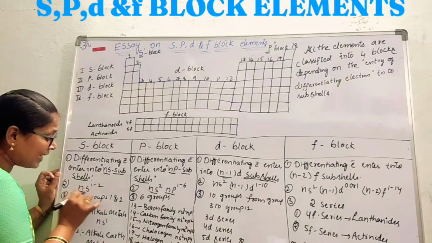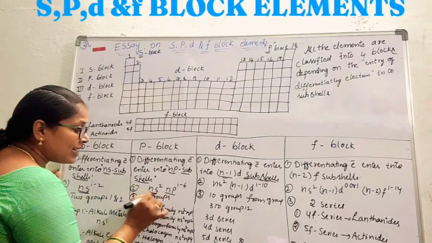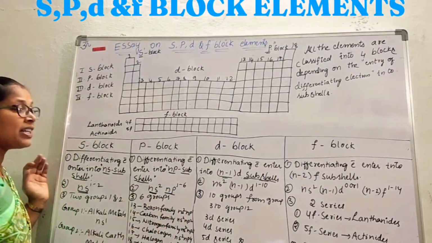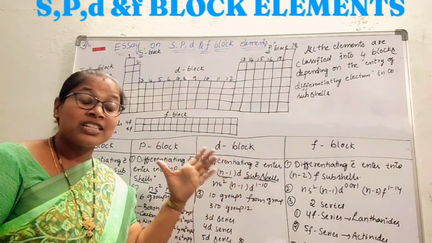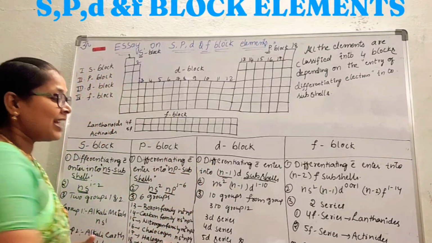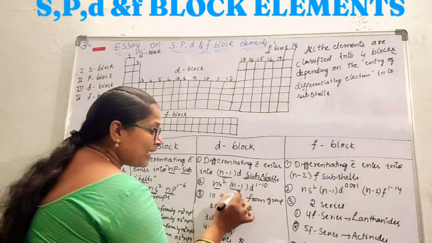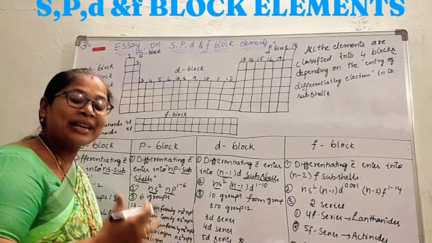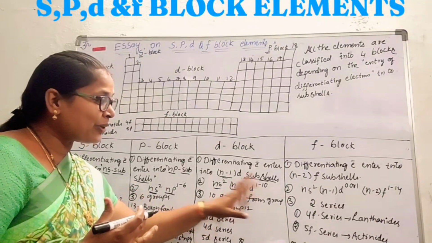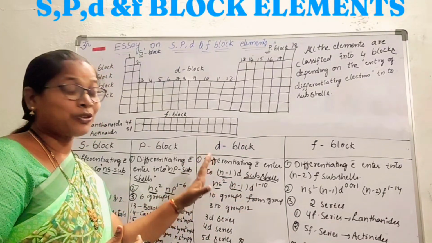ns2 np6. Here, ns2 np6. Whereas in the case of d block elements, what is the general electronic configuration? Here, ns2 (n-1)d1 to 10. This is the general electronic configuration of d block elements.